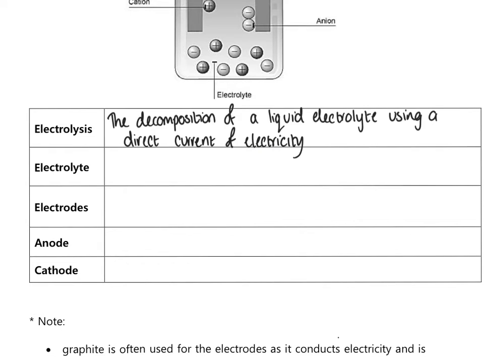So next up we'll have a look at that word electrolyte that we met in the first definition. So what is it that an electrolyte is? Well, an electrolyte is a liquid or a solution that conducts electricity and is decomposed by it. That's the definition of it. So an electrolyte in electrolysis is the liquid or solution that conducts electricity and is decomposed by it.